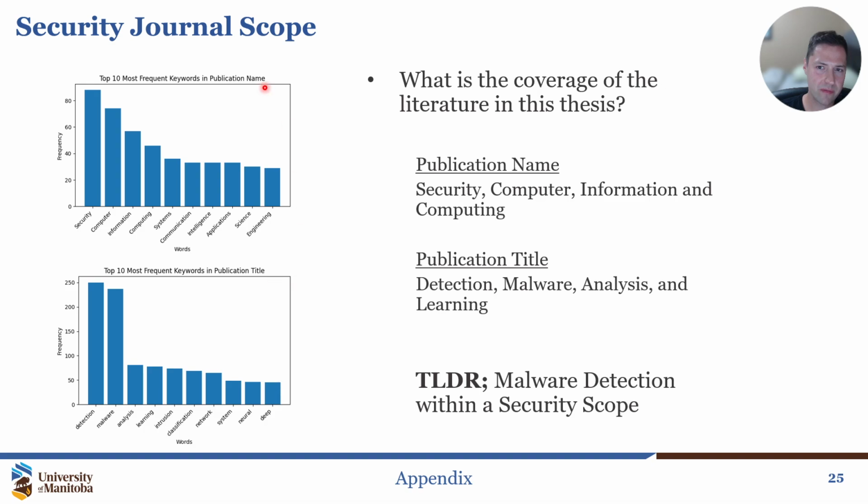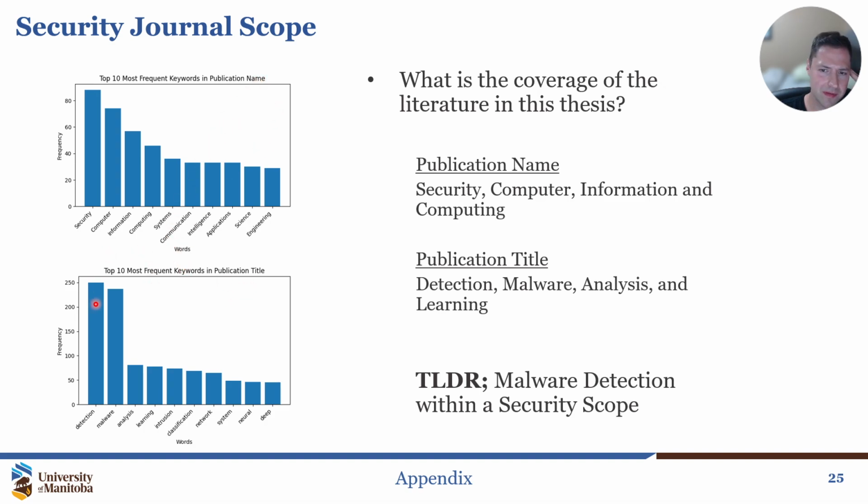So if you take a frequency analysis of the top 10 most frequent keywords in the publication name, that's one indicator. Let's look at all the publications, look at the publication names. What words do we see? Besides just tossing out all those filler words, like the ands and the adjectives, what do you see? You see security, computer, information, computing, systems, and so on and so forth. So this is just based on the publication name.